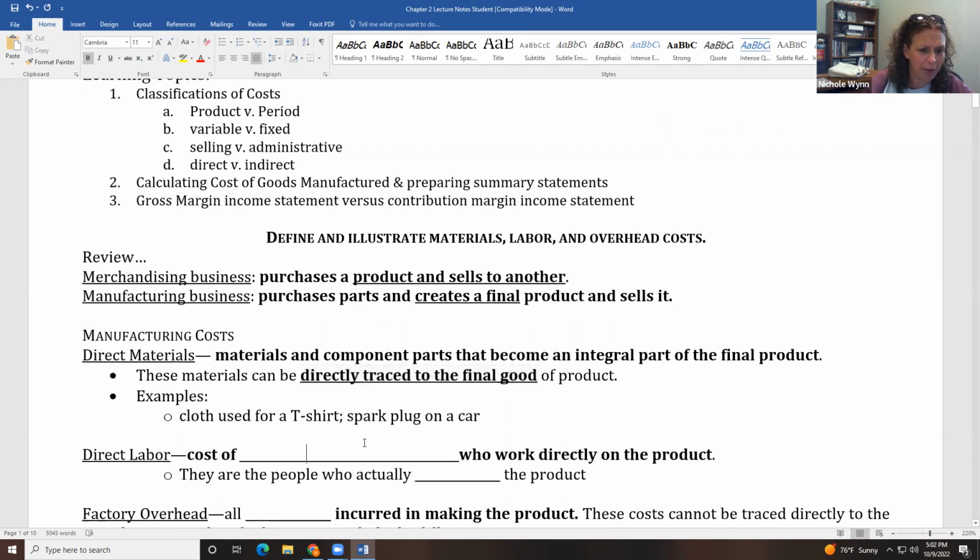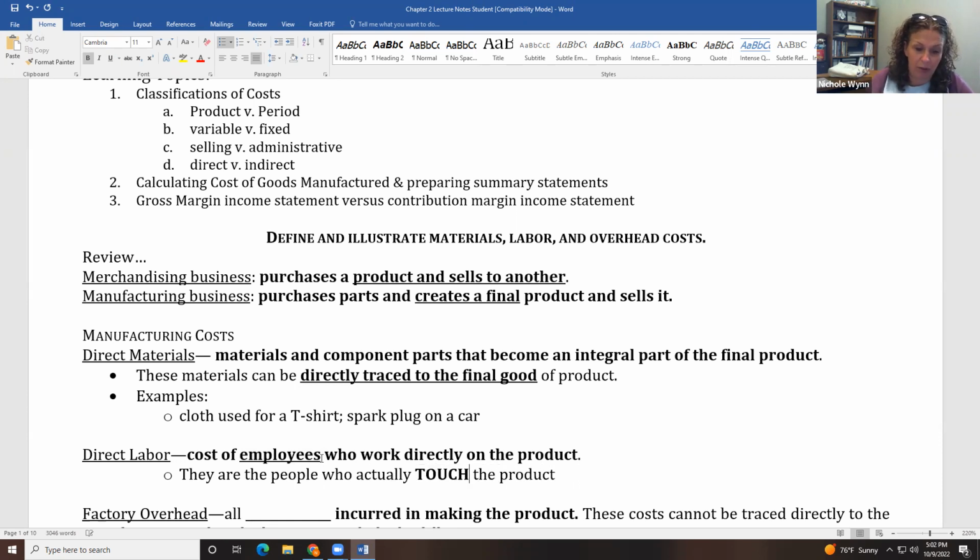You can actually see those items on the bicycle. All right, so next is direct labor. This is the cost of employees who work directly on the product. I guess it would be the cost of anything involved with how you pay those employees who are actually working on the product. The key though is these people have to actually touch the product. Their main job is to touch it.